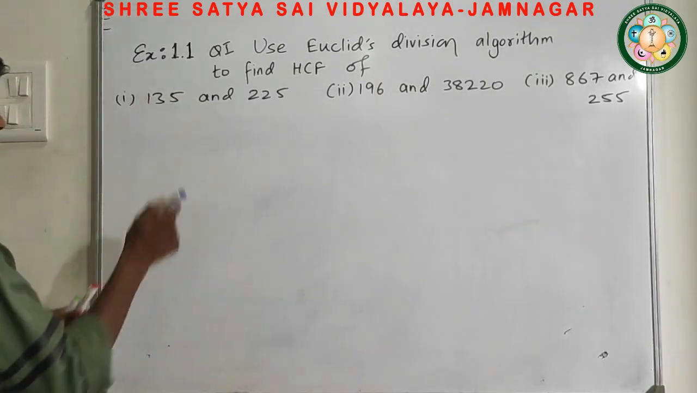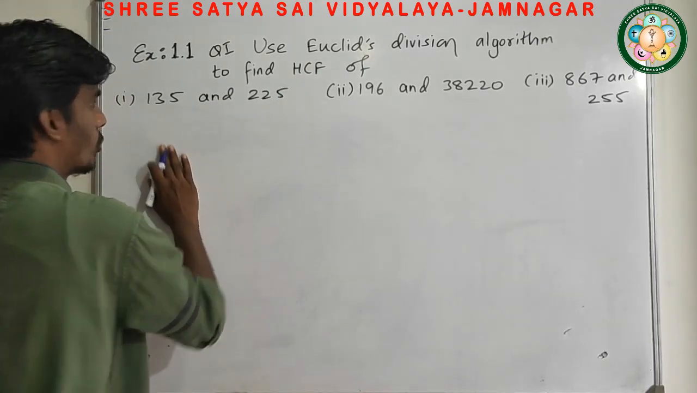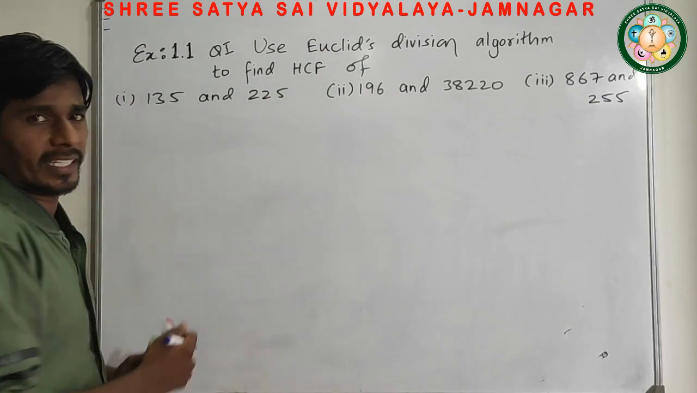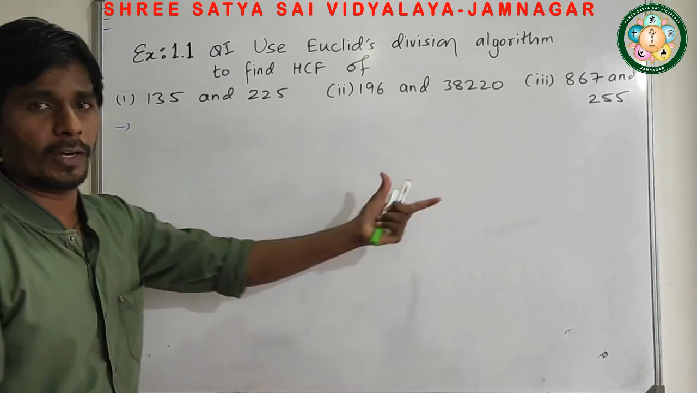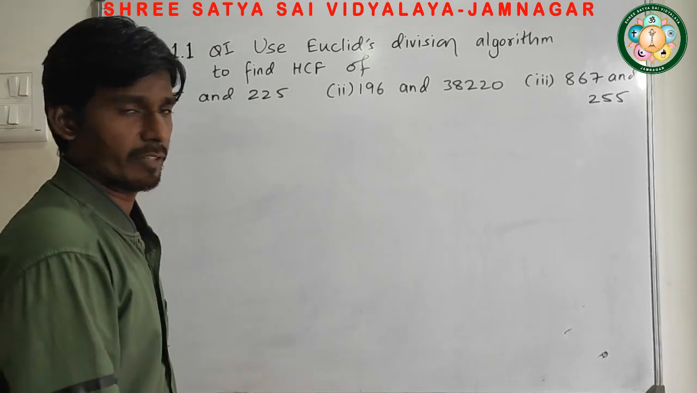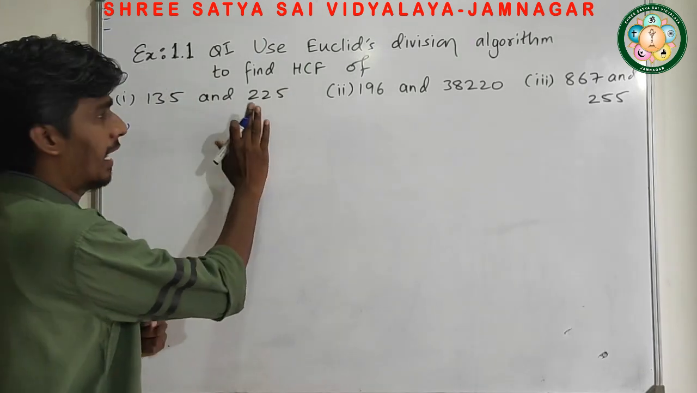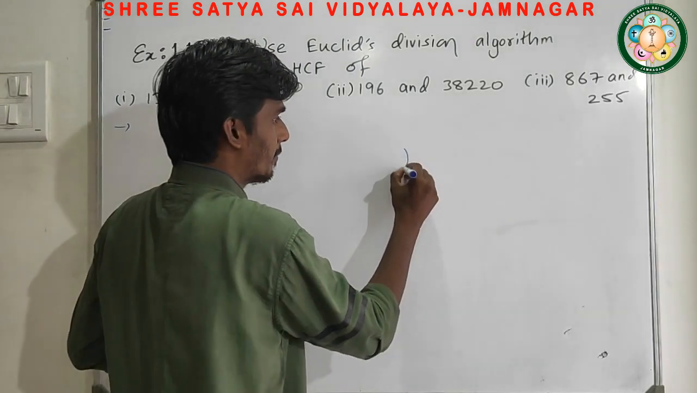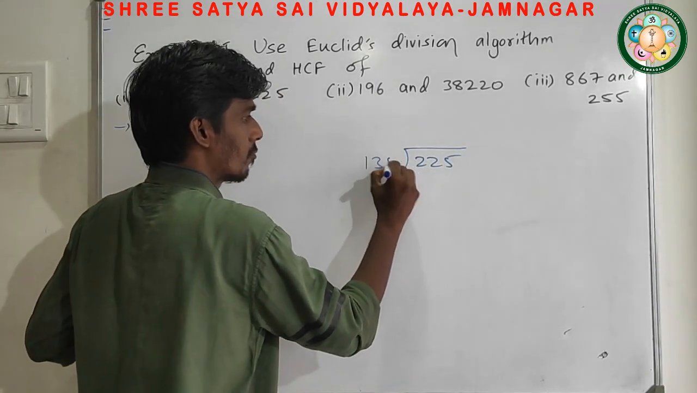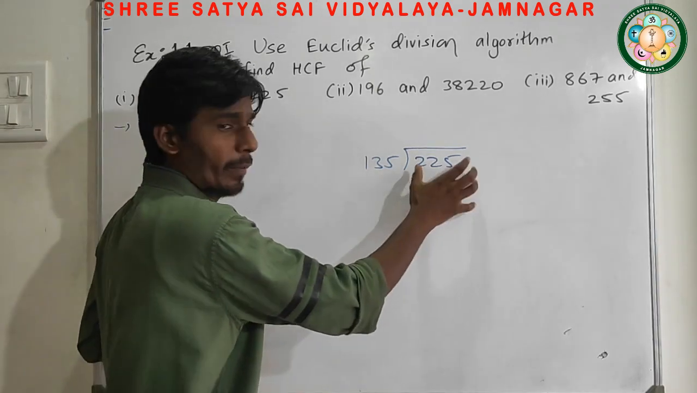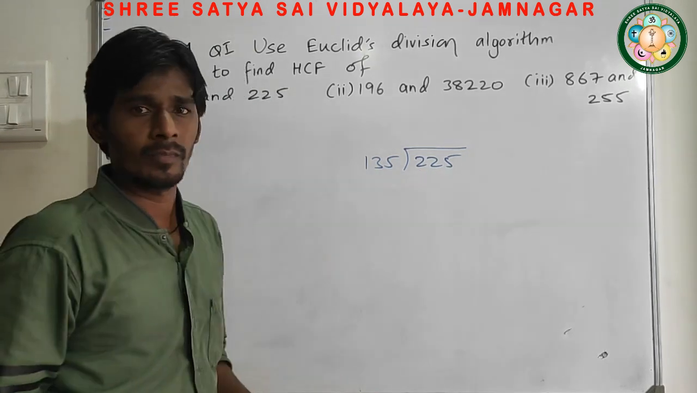Let's start with the first example: 135 and 225. We have to use the Euclid method. There are two parts, one for the steps and another for rough work. In rough work we do long division. Always we have to divide the larger number by the smaller number. The larger is 225, so we divide 225 by the smaller number. This is the dividend and this is the divisor.